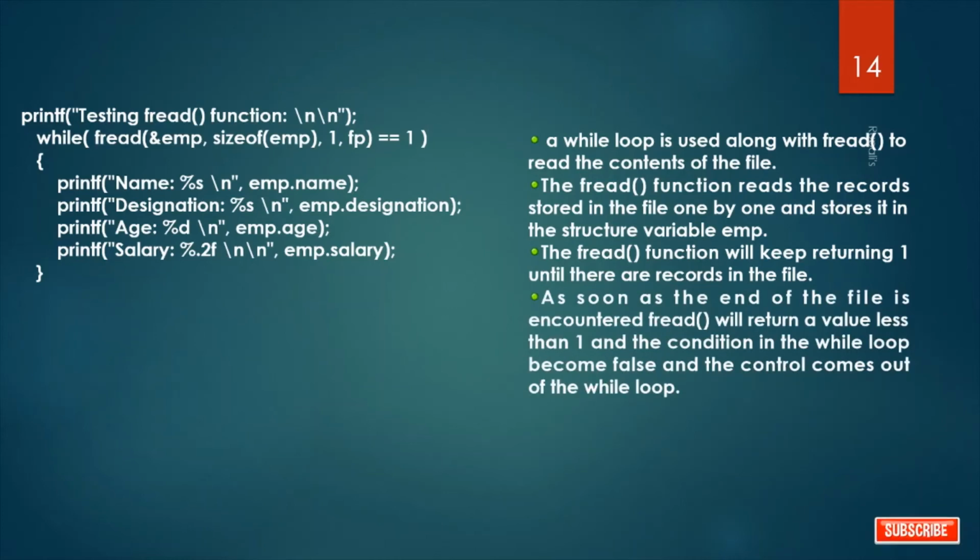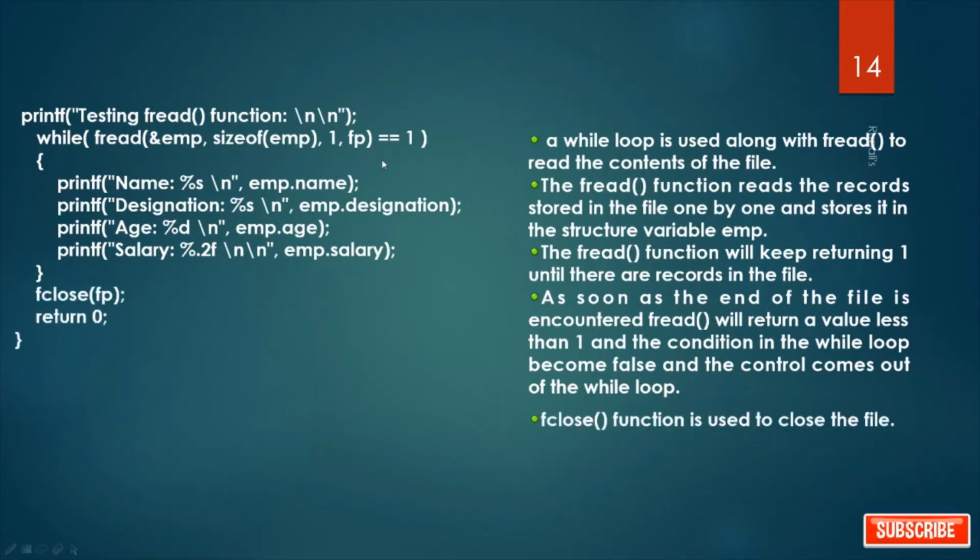The fread function will keep returning 1 as long as there are records in the file. As soon as the end of the file is encountered, fread will return a value less than 1 and the condition in the while loop becomes false. This condition becomes false and the control comes out of this while loop. Then you have to close the file. So the fclose function is used to close the file.